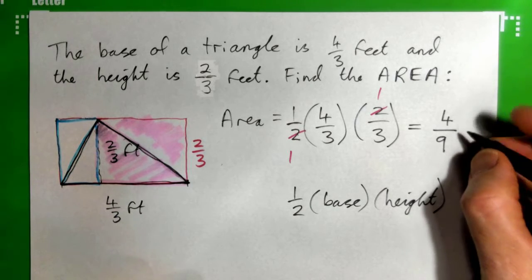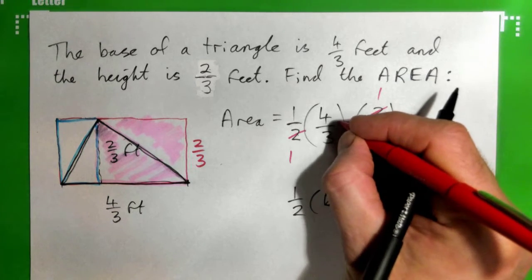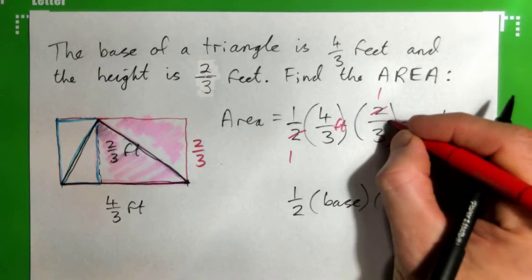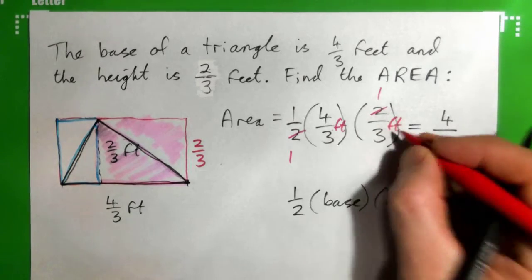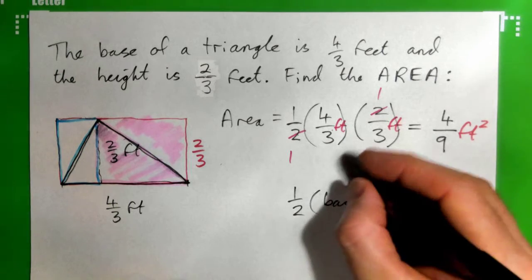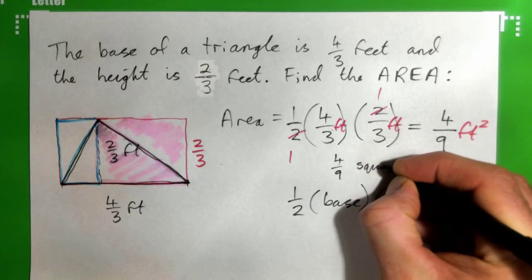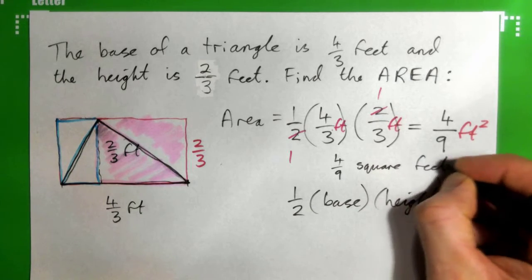So 4/9. And what's the unit? How would you measure the area of this fraction? Yes, because we had 4/3 feet times 2/3 feet. Feet times feet makes feet squared. Isn't that funny? So it's 4/9 square feet, right?